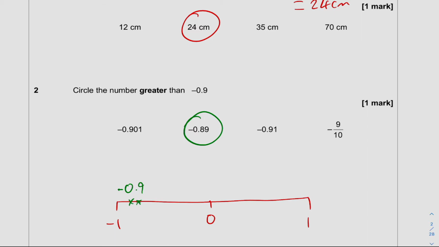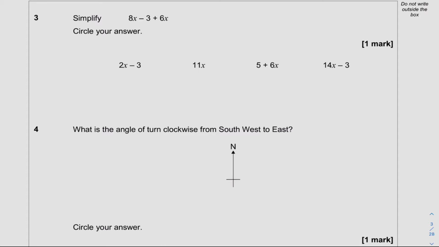Question 3, we need to simplify this algebraic expression, 8x minus 3 plus 6x. So we collect like terms, so we add all the x's together, so we've got 8x plus 6x, which gives us 14x, and then we're left with the takeaway 3, and that is the final option there.